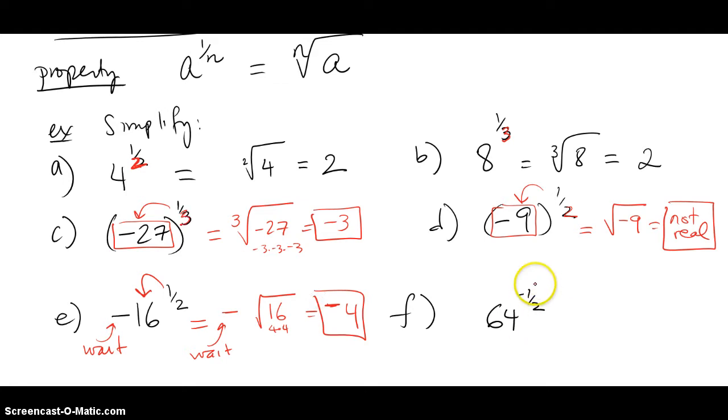How is F different than these? Well, the negative 1/2 applies to all of 64. However, remember negatives mean reciprocals, so I'm really looking at 1 over 64 to the positive 1/2, because I don't like that negative exponent, which is really 1 over the square root of 64, which pops out a 1 over 8.